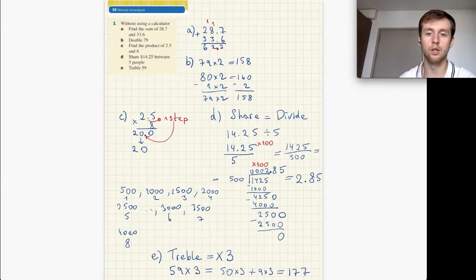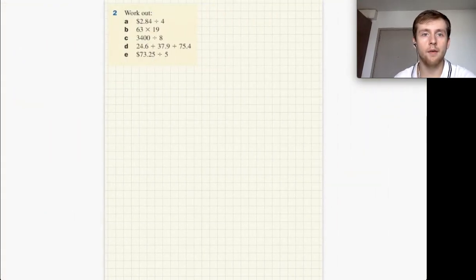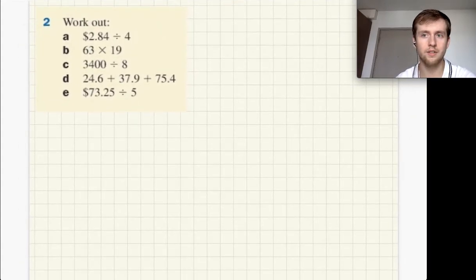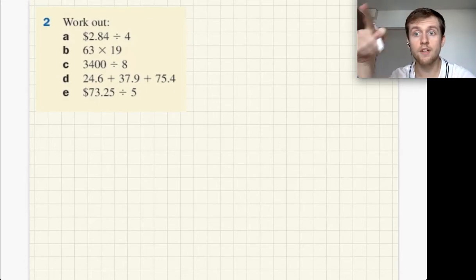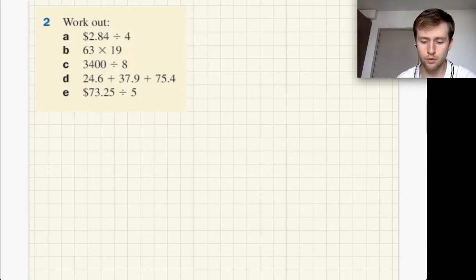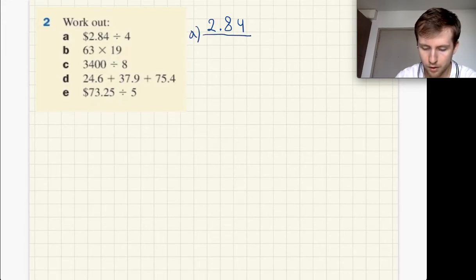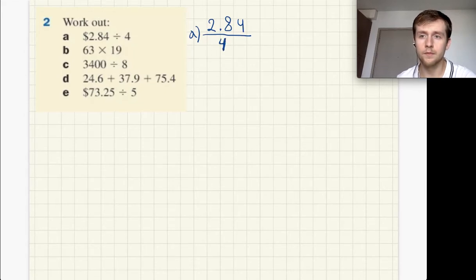Okay, and this is the whole page. Okay, next we have division and multiplication. So again, some mental strategies we have to use. Here we can actually use that method I told you about. We can use a fraction method. So 2.84 divided by 4. Like this. So you can see that this is a fraction, right?